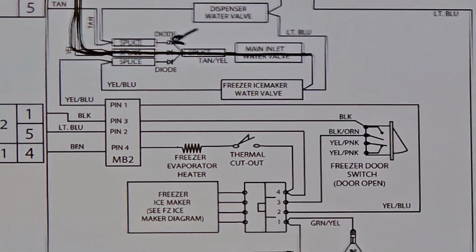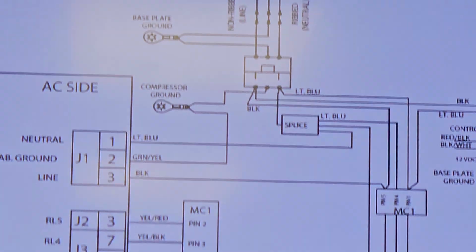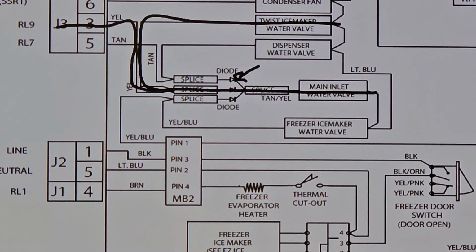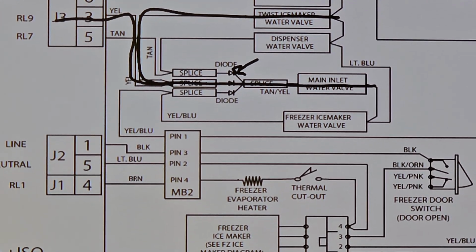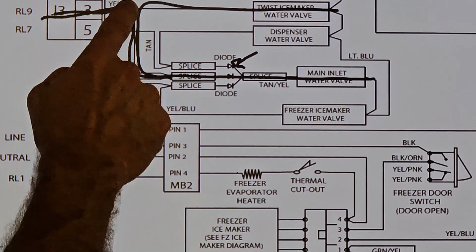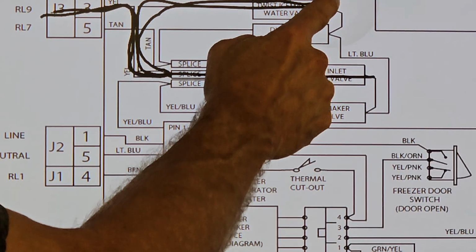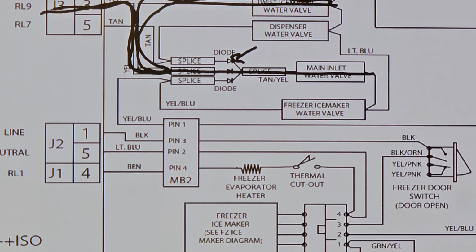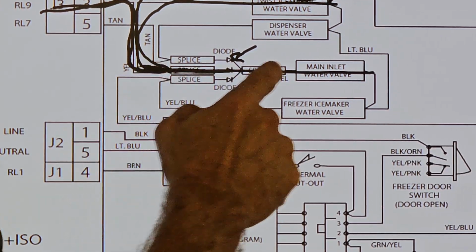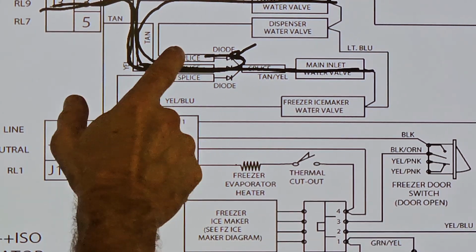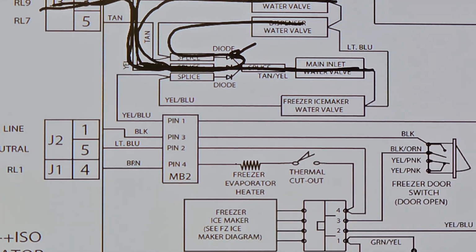I'm not following. So, just the dispenser water valve? So in other words, I energize this. Will I energize the twist ice maker valve? Yes. But I'll also energize the main inlet, but then it'll backfeed to here too.